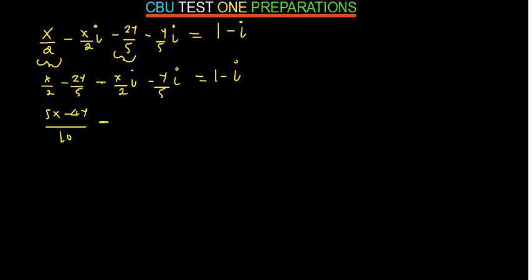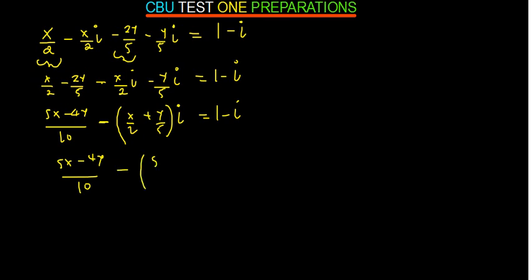Minus, I'll factorize out a minus first. We're going to remain with x over 2, right? And then plus y over 5. i is also common, so I'll also factorize it. 1 minus i. And this will give us 5x minus 4y divided by 10 minus, measured as a single fraction inside there, that is going to be 5x plus 2y divided by 10 i is equal to 1 minus i.